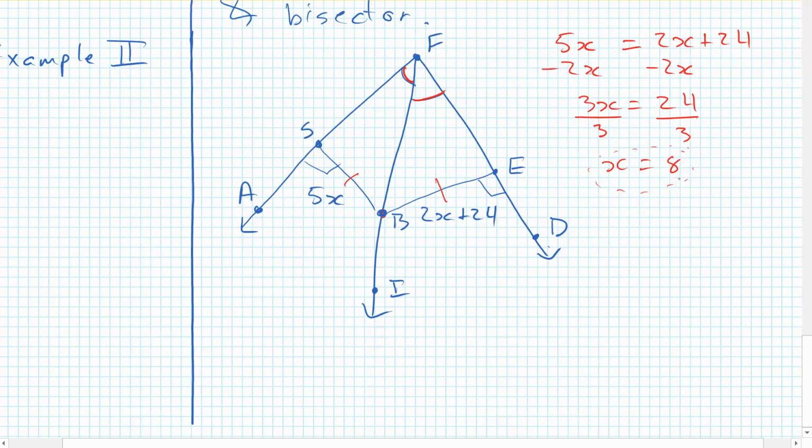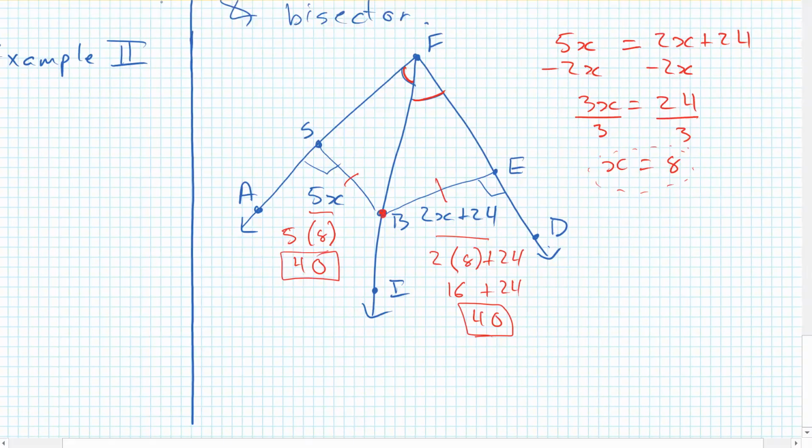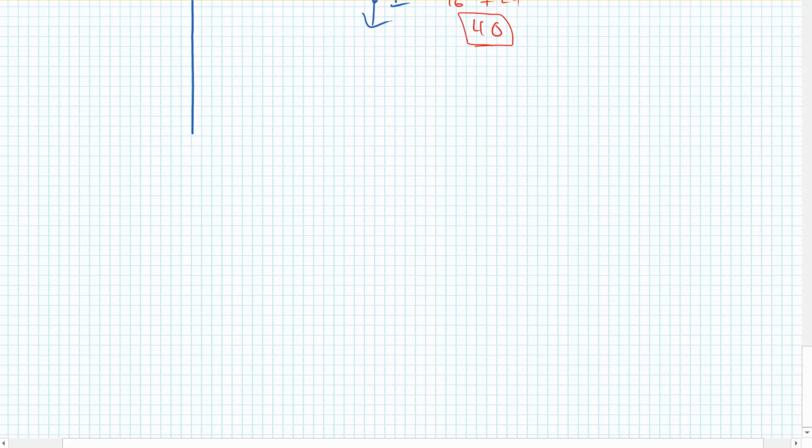So what we can do is plug 8 back into our original equation or into both terms here and figure this out. So let's do SB to start with. 5 times 8, somebody quick, 40, thank you. And on the other side, 2 times 8 plus 24. 2 times 8 is 16 plus 24. We get 40. We know that BE has to be the same as BS. We see that they are both indeed 40. And we are correct. All right. Finish this thing off.